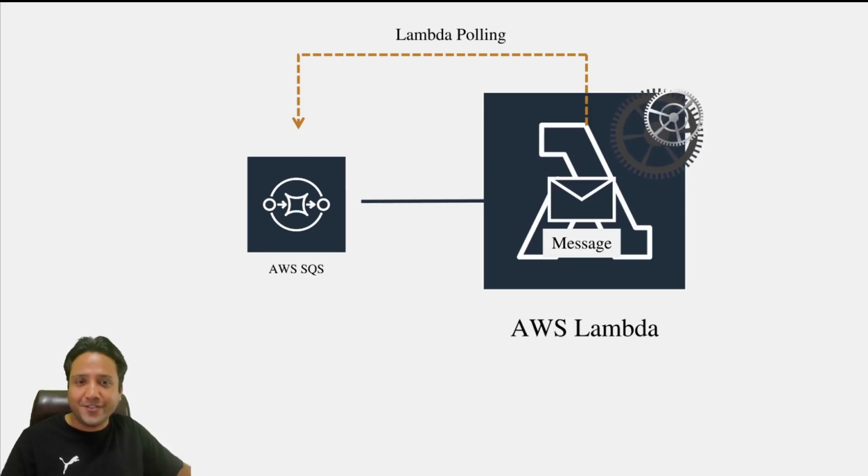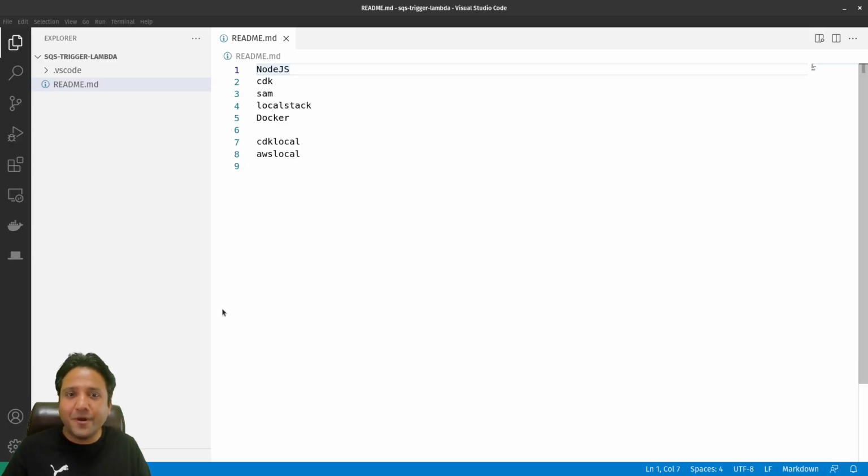So let's get started. Before jumping into the coding part, we need to install a few things on our box. We require Node.js, CDK, SAM CLI, LocalStack, as well as Docker. SAM CLI and LocalStack both use Docker internally, so that's why Docker is required. We also require CDK Local and AWS Local. These will be required to test the application or to deploy the application on LocalStack.